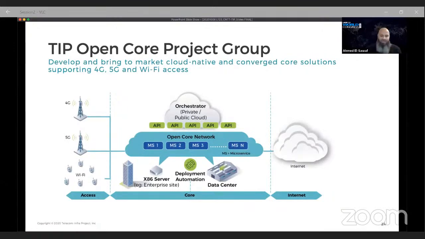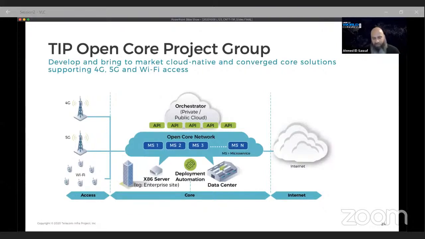Yeah, I have a comment here. Due to the fact that the panel is focused on the open core project and how CNTT tries to support it in terms of cloud native infrastructure or container infrastructure, we actually have two types of cooperation with TIP. One of them is open core and the other is open RAN, because open RAN directly affects the edge work stream, which I'm leading in CNTT.